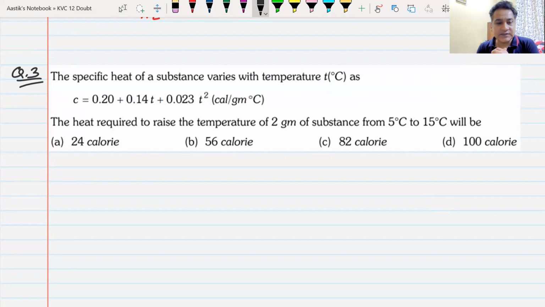The specific heat of a substance varies with temperature as this. I don't know why they have given so many decimals and points. They could have made it simpler. But God knows. The heat required to raise the temperature of 2 grams of the substance from 5 to 15 would be how much? The options are given. The only thing that it requires is patience.